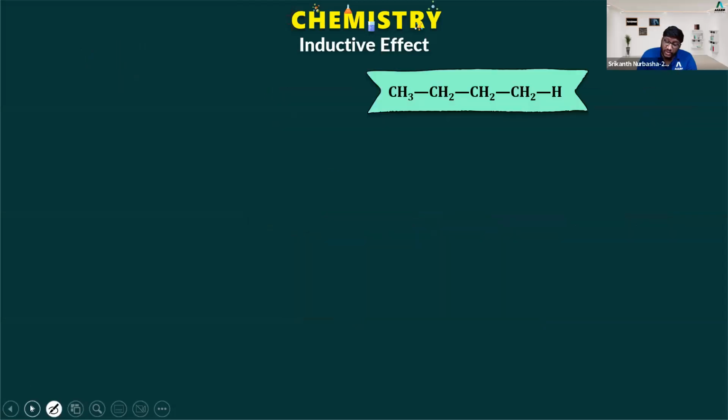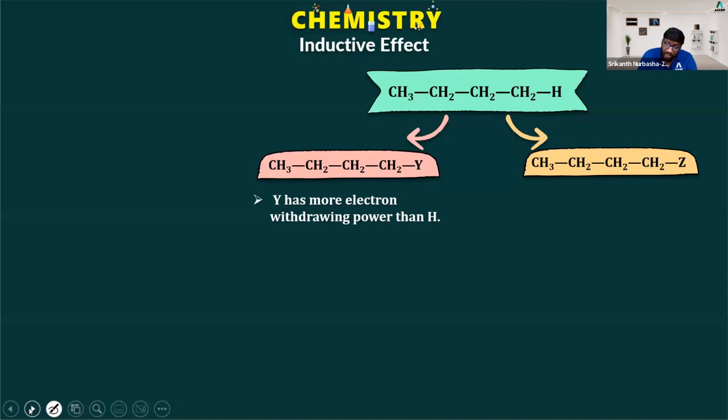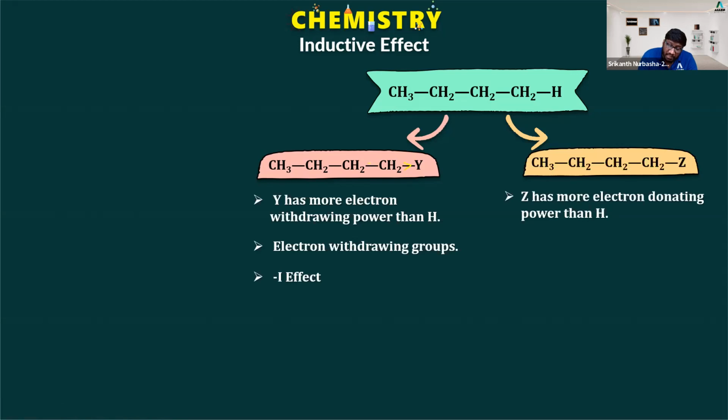So CH3, CH2, CH2, CH2H. Now I have replaced the hydrogen with an atom Y as well as with an atom Z. Y has more electron withdrawing power than hydrogen, which means it is withdrawing the electron density. That means Y is an electron withdrawing group now. Electron withdrawing groups are minus I groups.